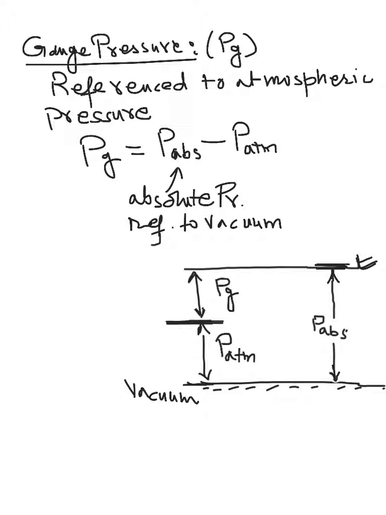So at this vacuum, the pressure is zero. Zero pressure. So that's how I relate my absolute pressure: absolute pressure is the total of the gauge pressure and the atmospheric pressure.